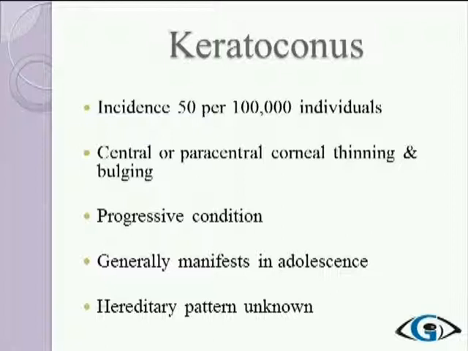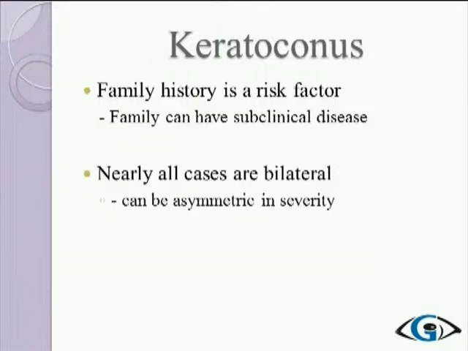It is a progressive condition that generally begins to manifest in early adolescence. The heredity pattern of keratoconus is currently unknown, but certainly family members with this disease is a risk factor. Do note that family can have subclinical disease, so when you ask your patients, they may have had family members who had poor vision or wore glasses, but not necessarily everyone in the family might have been formally diagnosed or had a penetrating keratoplasty to treat the condition.